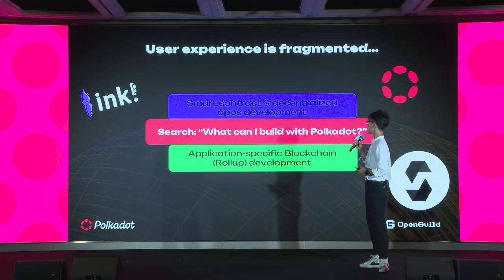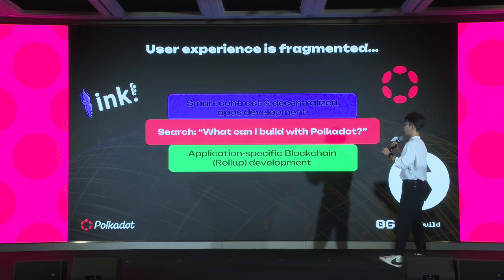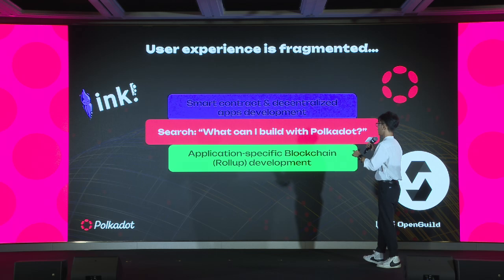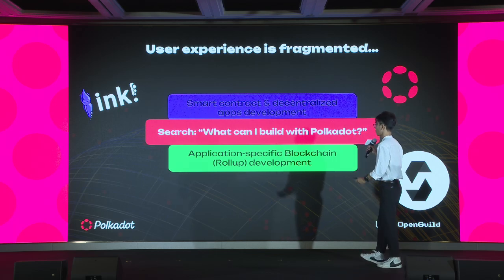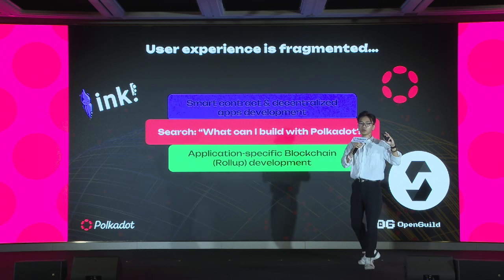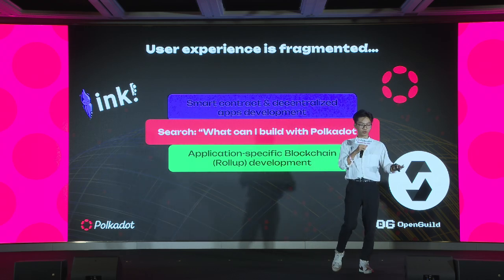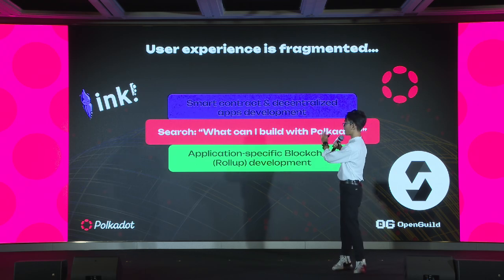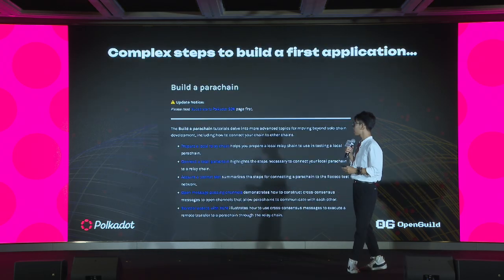The user experience is also fragmented when you search for what you can build with Polkadot, and you receive two results: first, smart contract and app development, and second, application-specific blockchain rollup development. Compared to other layer one blockchains out there, this is totally different, because they only have smart contract development. However, in Polkadot we have two approaches.